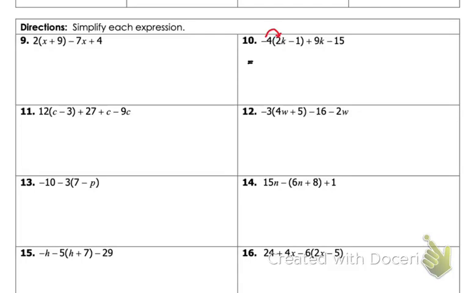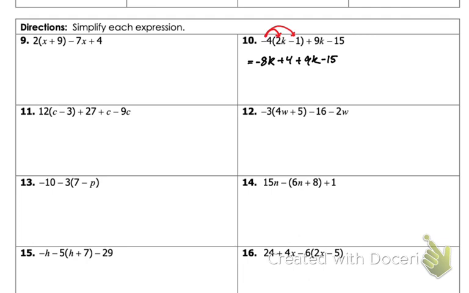4 times 2, well, we'll get negative 8k. When I have a negative 4 times a negative 1, what's a negative times a negative? Positive. We should have a positive 4. And then we have plus 9k. We have 2. It's a front and a back.